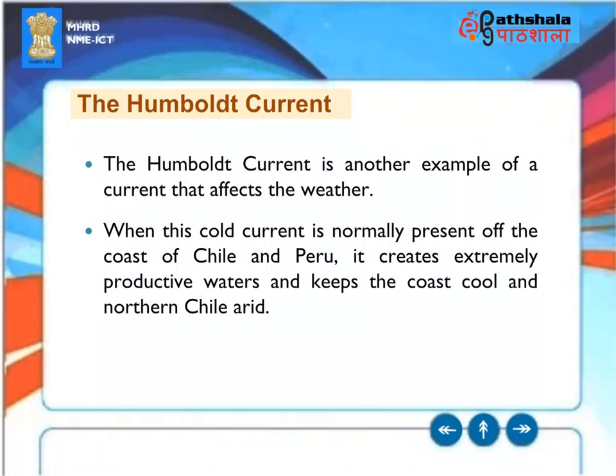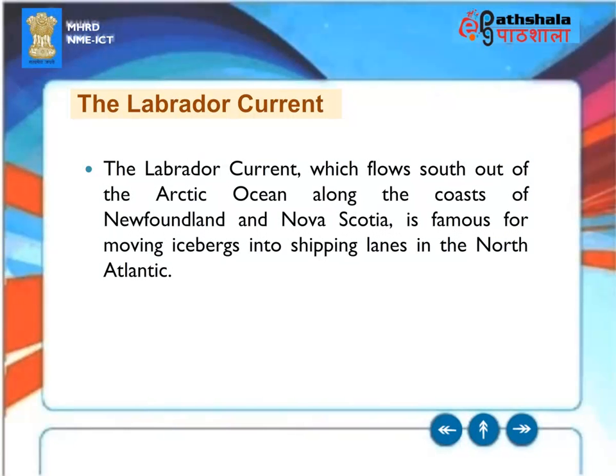The Humboldt Current. The Humboldt Current is another example of a current that affects the weather. When this cold current is normally present off the coast of Chile and Peru, it creates extremely productive waters and keeps the coast cool and northern Chile arid. The Labrador Current. The Labrador Current, which flows south out of the Arctic Ocean along the coasts of Newfoundland and Nova Scotia, is famous for moving icebergs into shipping lanes in the North Atlantic.